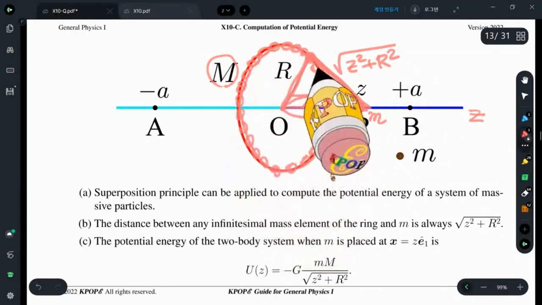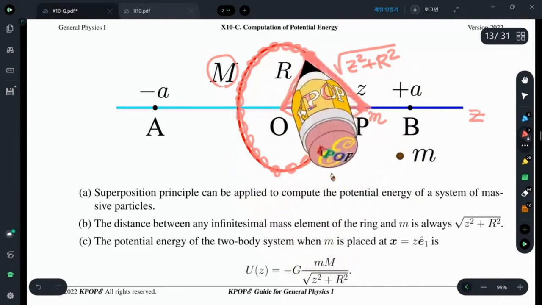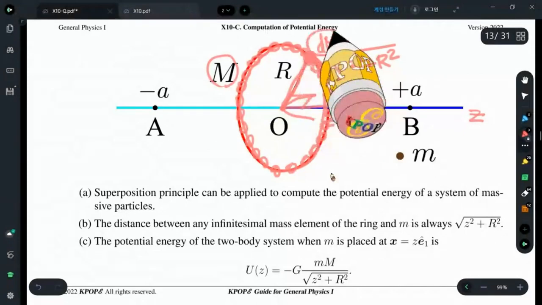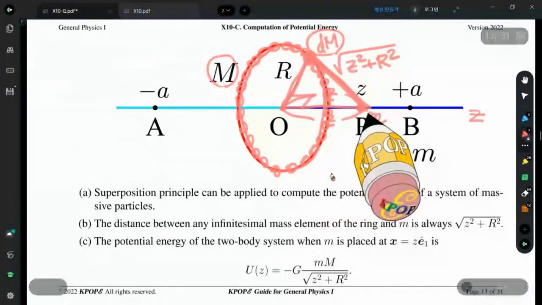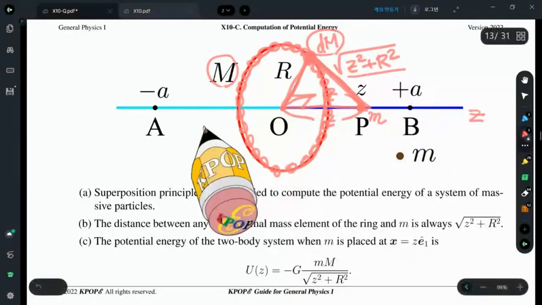Everywhere has the distance from each massive object. Let me call it the dm, for example. And this one has the distance that's square root of z squared plus r squared. And we know the potential energy.